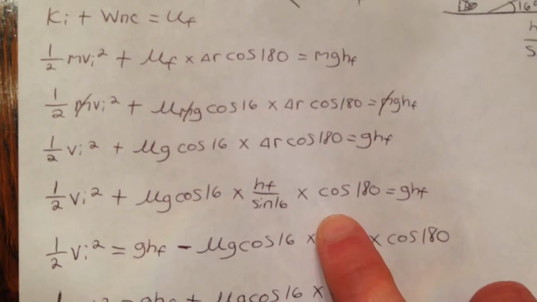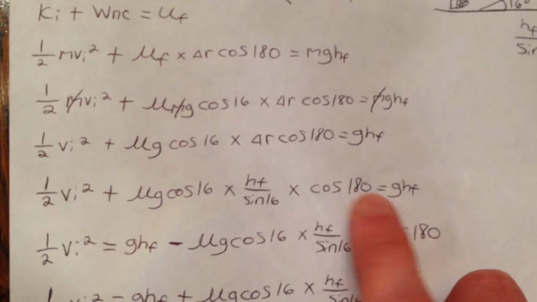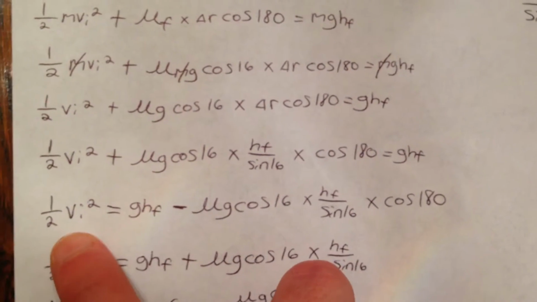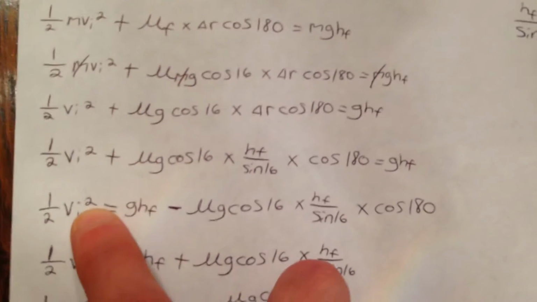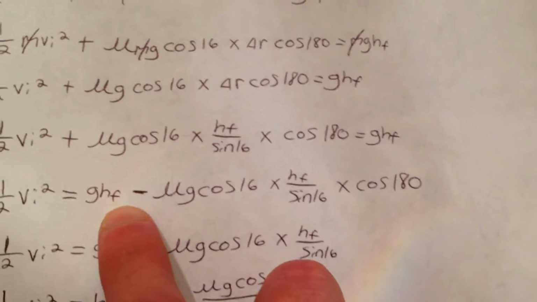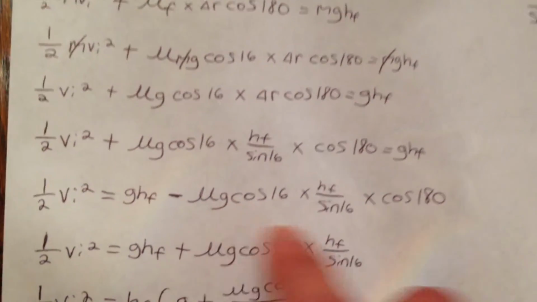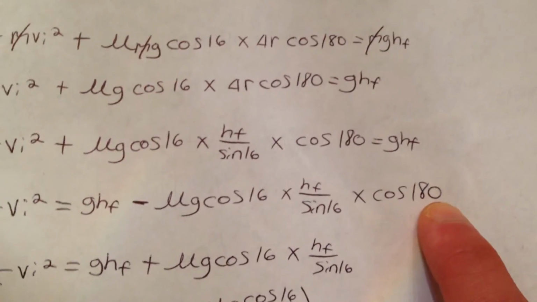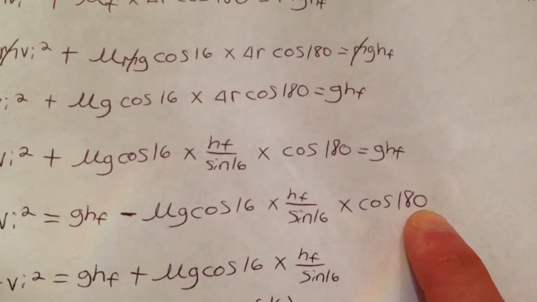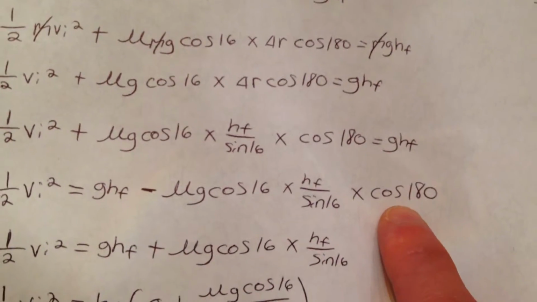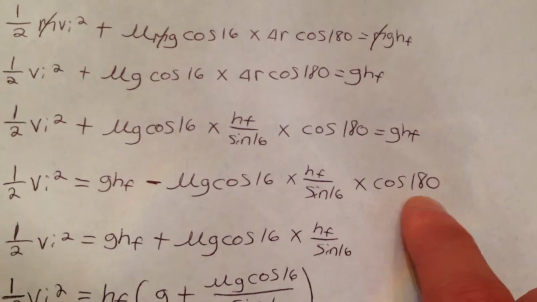I want the h_f terms on one side, so I manipulated it so that only one half v_i squared is on one side, and ultimately the h_f terms are on the other side. To do that, we subtract that work term from each side to get it into this form. Now this cosine of 180, I'm going to go ahead and deal with it.